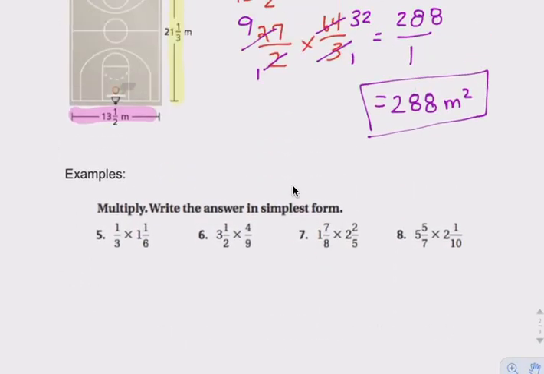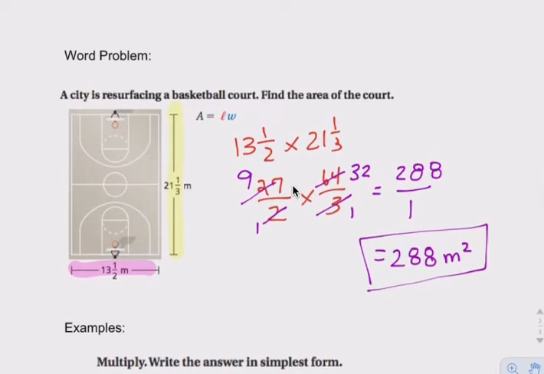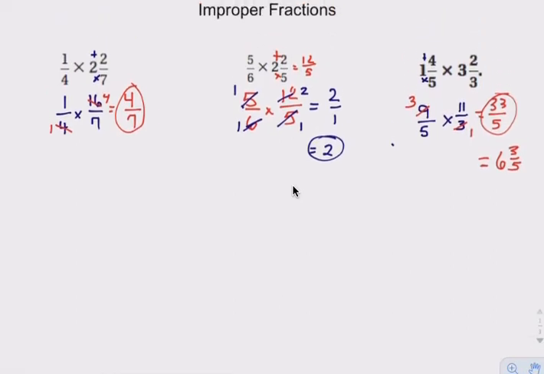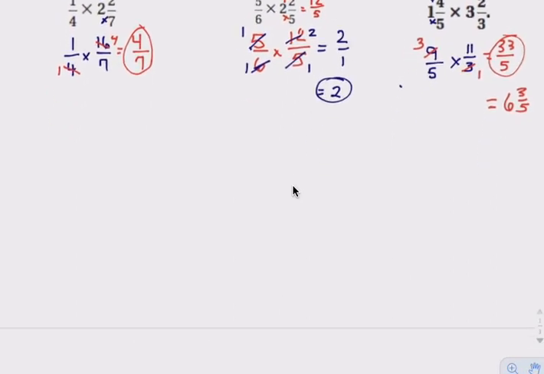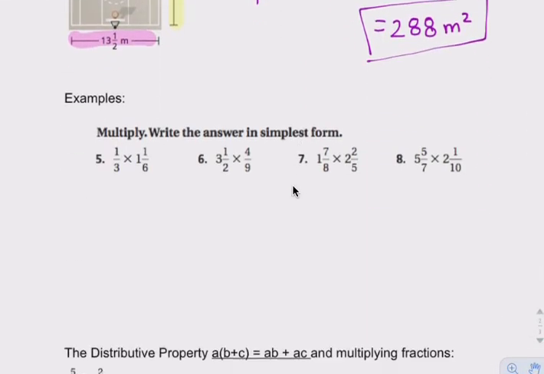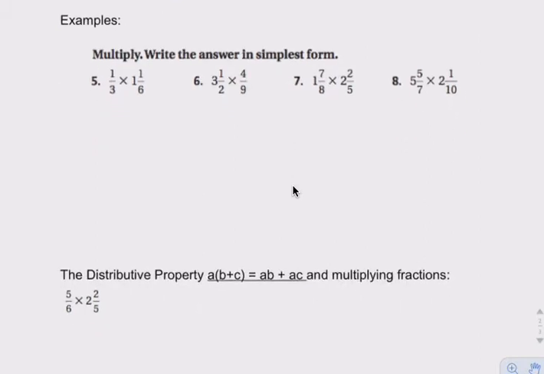Okay, so that's how we multiply mixed numbers. Change your mixed number to an improper fraction, cross cancel if possible, and then numerator times numerator over denominator times denominator. And if necessary, double check your answer in the end to see if you can simplify it a little further. So here are the 4 examples that I want for class.